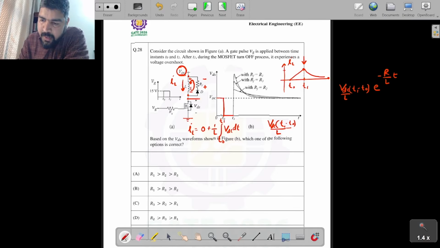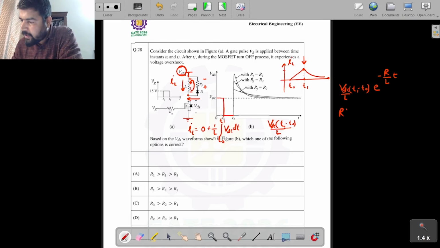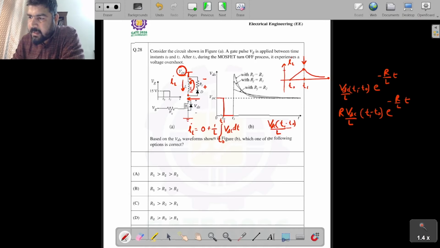Now, what is the voltage at this point? We already know that this point is VDC, and what about this voltage? This voltage is this current into this RF. So, how much voltage will appear here? RF into VDC by L, (T1 minus T0) e to the power minus R by L T. I am assuming that this instant is the 0 instant. So after this instant, this voltage will appear across RF. I am taking RF as R.